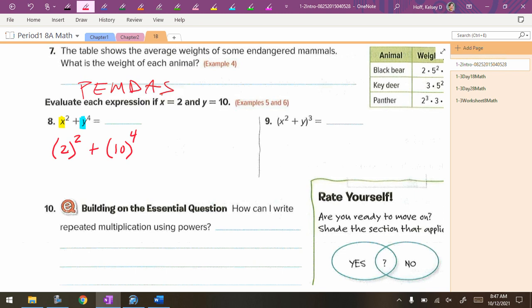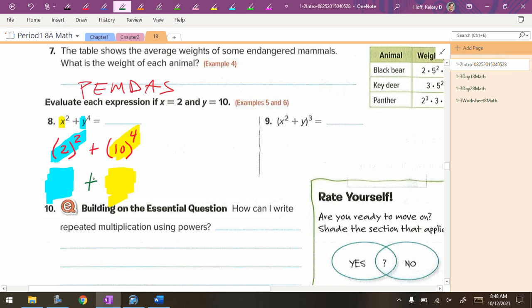P stands for parentheses. We have parentheses. Is there anything inside my parentheses that I can do? No, it's just a number. E stands for exponents. Do we have any exponents? Yes. So everybody right now, make 2 separate calculations. Don't say the answer out loud. Take 2 to the 2nd and put it here. And take 10 to the 4th and put it here. We just want to calculate our exponents. Don't add anything yet.